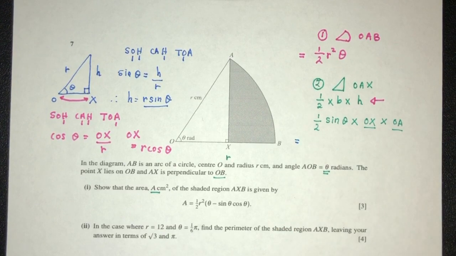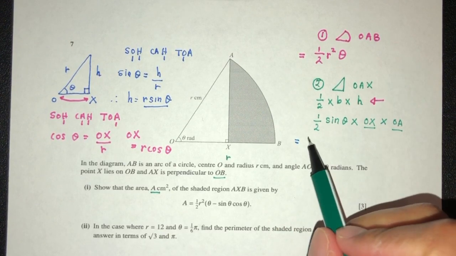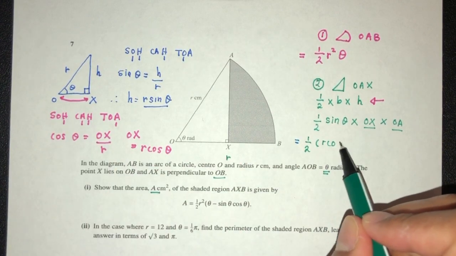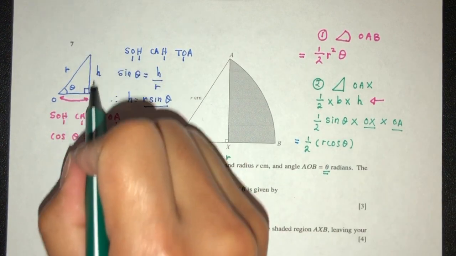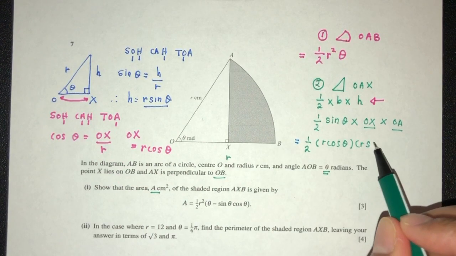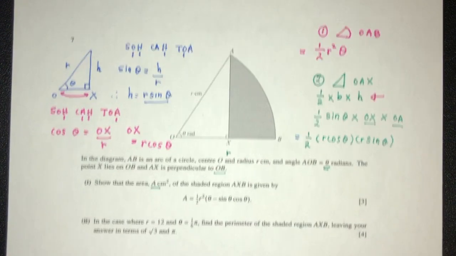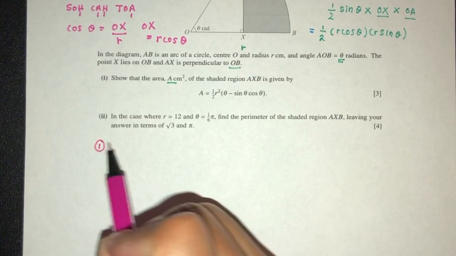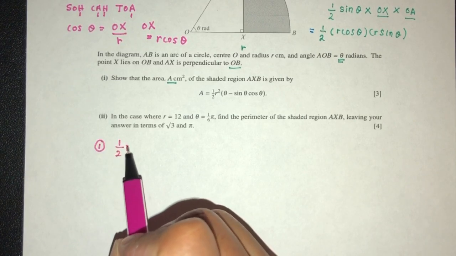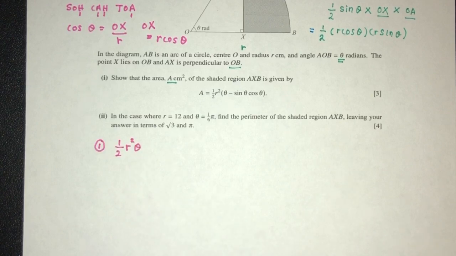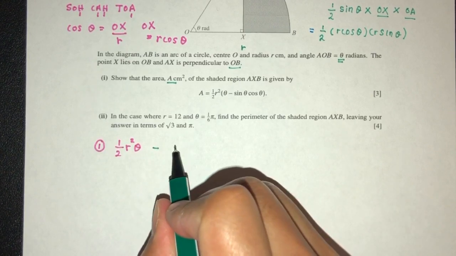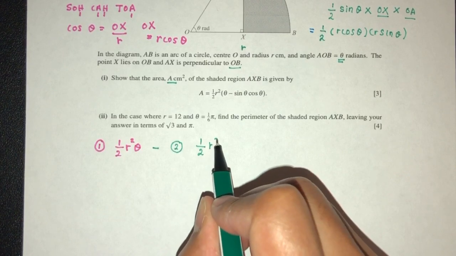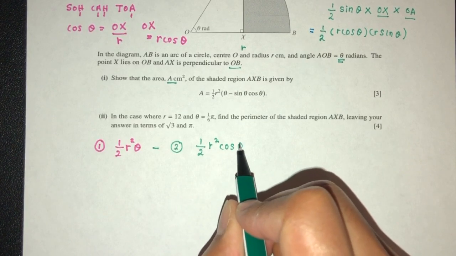That will be half times base, which is OX, R cos theta, times height, which is R sine theta. Okay, so let me simplify this. So number one, area of the sector was found to be half r squared theta. We have to minus number two, which is area of the right angle triangle, which is half r squared cos theta sine theta.